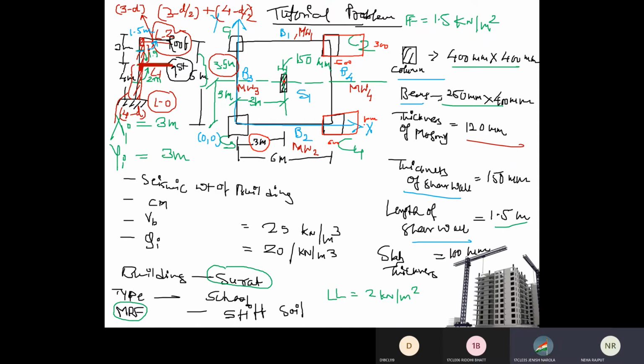I will upload one video also where you can see the center of stiffness. Otherwise, in theory also you have studied how the center of stiffness changes.